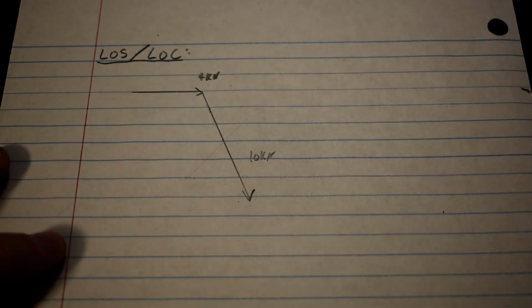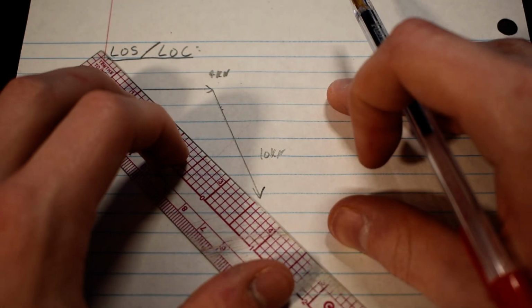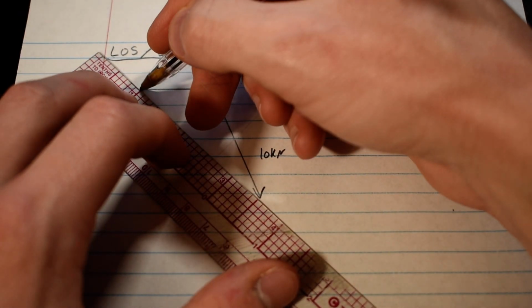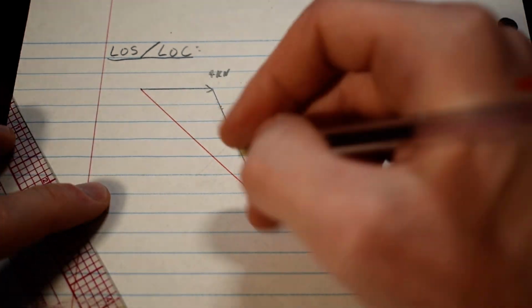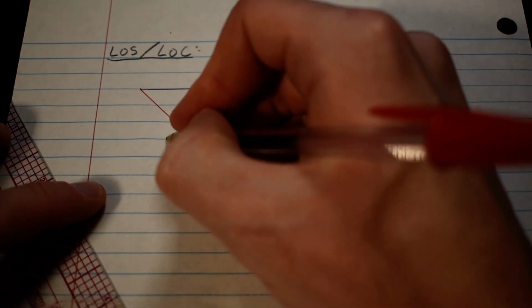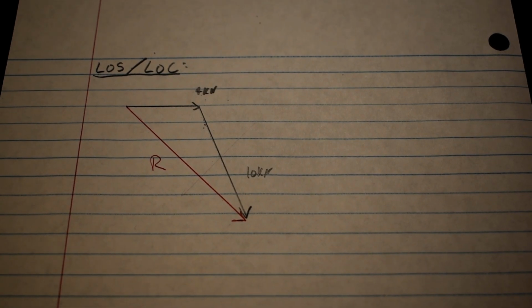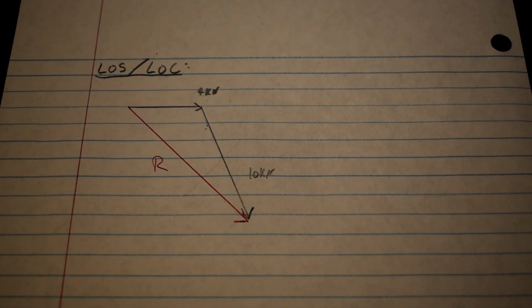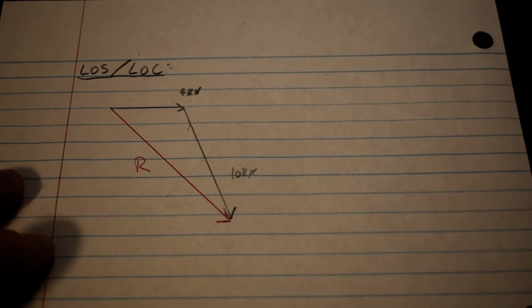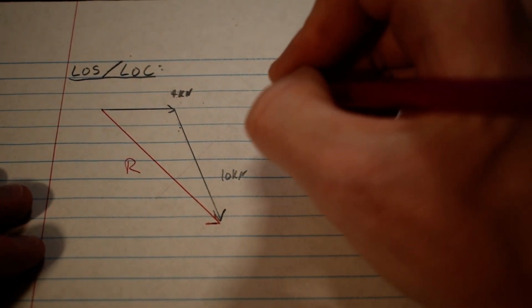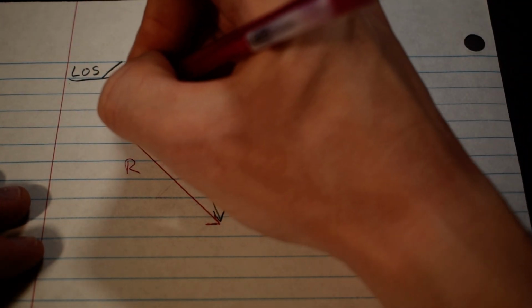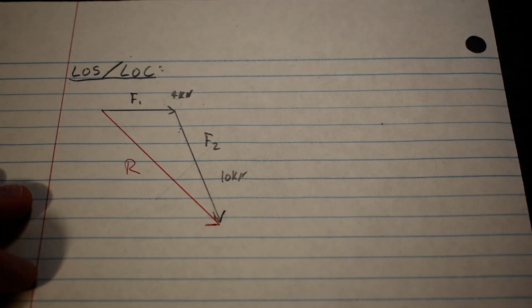And then we're going to draw the resultant tip to tail. And again, that comes from the triangle rule. In this case, this isn't to scale. And this is our resultant R. So we know that the law of cosines says that, and we'll call this F1 and F2.